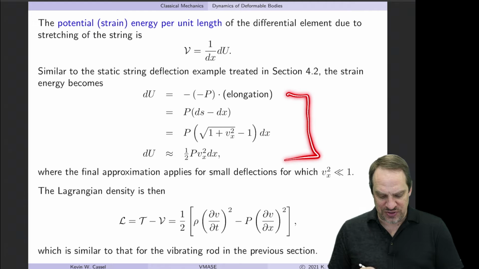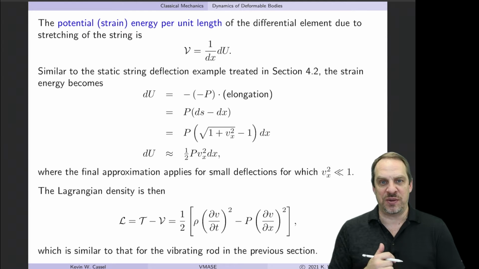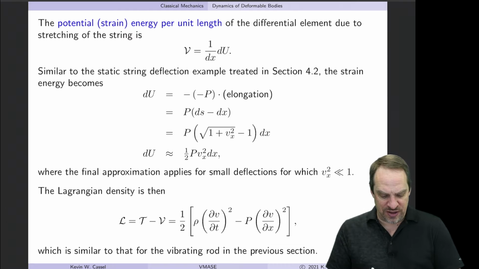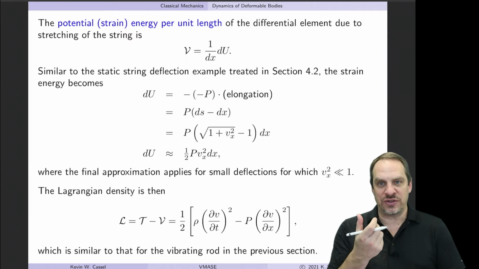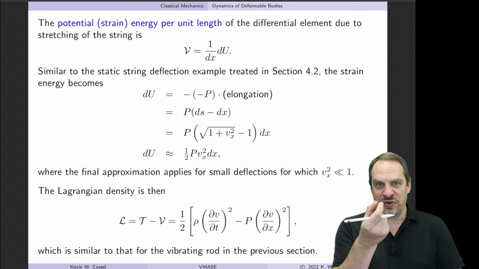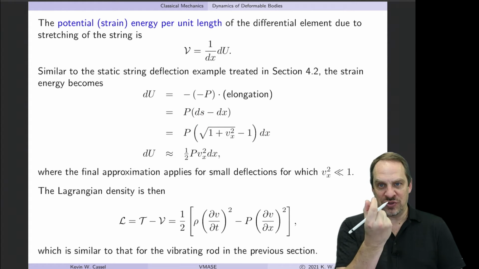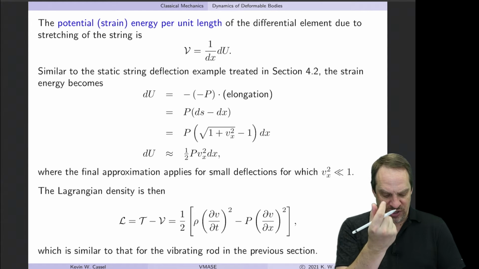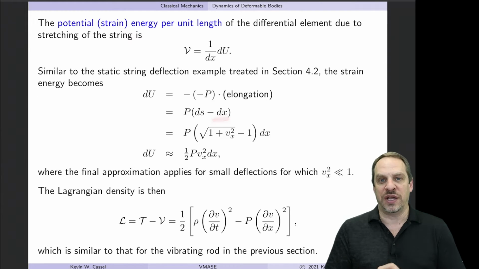Now I'll go through this next bit somewhat quickly because we did the same analysis before for the statics case, and it's no different here. So we have, just like a spring, the restoring force, which is minus P here, times the elongation. So that is the strain energy in a little differential piece of the string, and it's the negative of that. So we have negative, negative, positive, and P times the elongation. Elongation of each little differential element is ds, which is current arc length of the little differential element, minus its original length, which is dx.